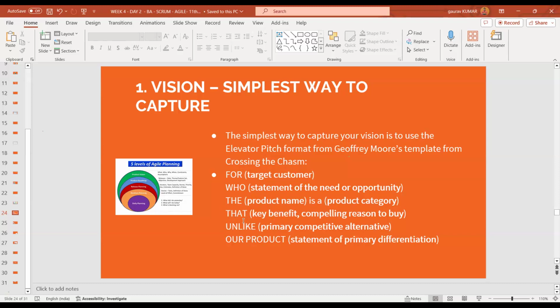Compelling reason to buy is that this is easy to buy, easy to consume, easy to prepare, and it doesn't have a long expiry date as such. It is always available on demand, that you can order from any app. Unlike Maggie, that is the primary competitive alternative, our product's statement of primary differentiation is that it is always available at your fingertips through this app. They provide you an app as well.